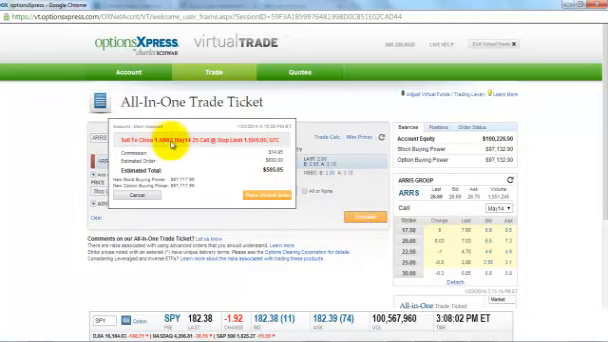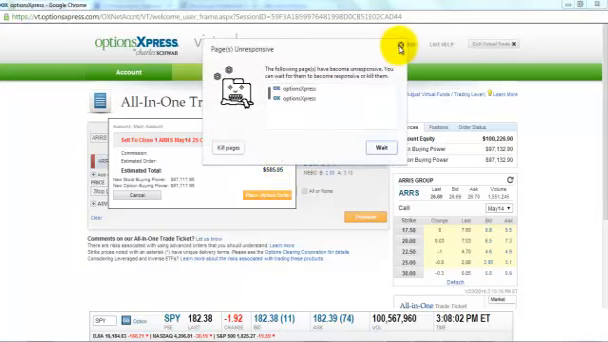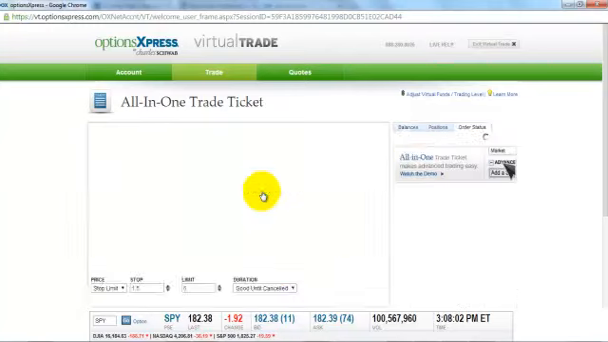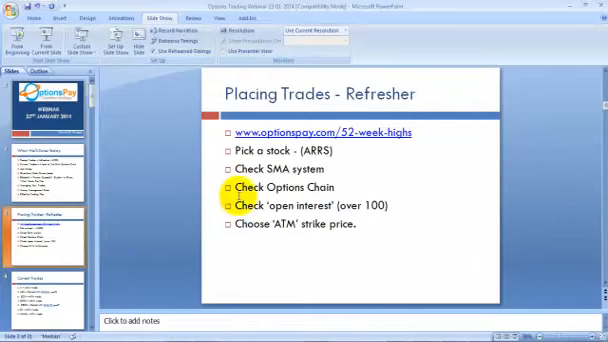So: sell to close 1 ARRS May 14 25 call at my stop, which is $1.50. So if I lose $1.50, or $150, I'll be closed out. Or if I reach $6, I'll be closed out, and my profit will be automatically added to my balance. Okay, so I'll go ahead and place my order. Yep, that's fine. Excellent.